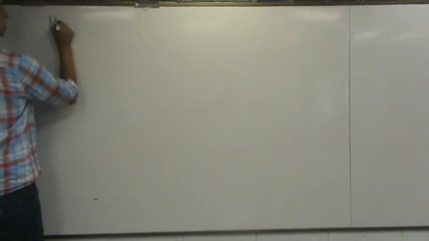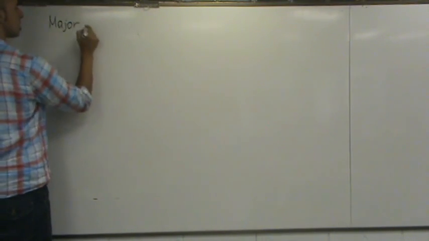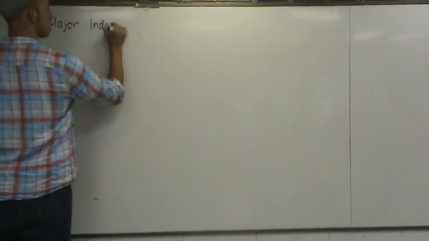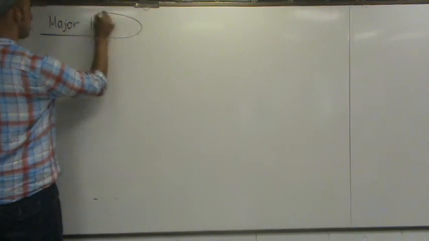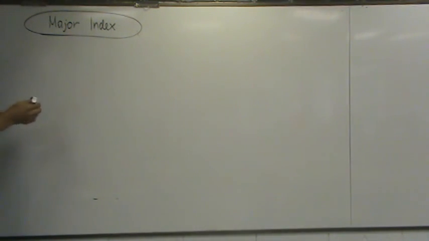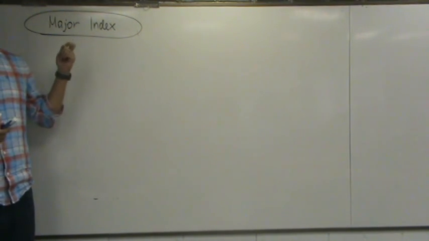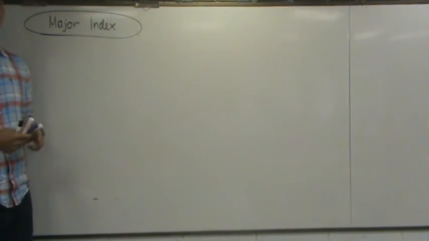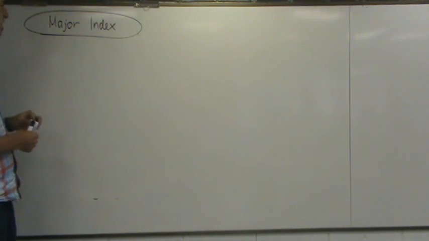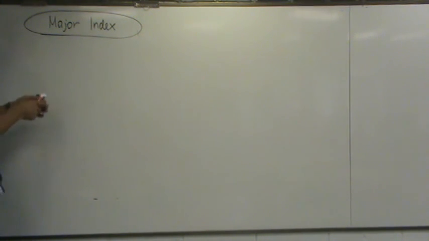So the statistic is called the major index. The reason for the name is kind of silly. Actually, it's called the major index because the person who invented this was a major in the army in England, I think. That's why it's called major index. So the name is not very enlightening.